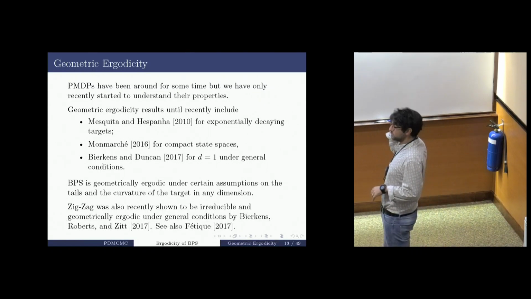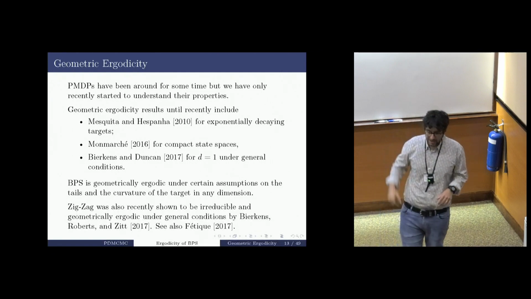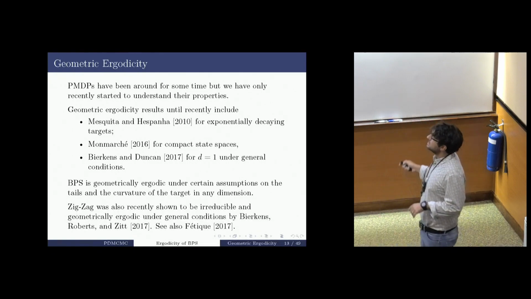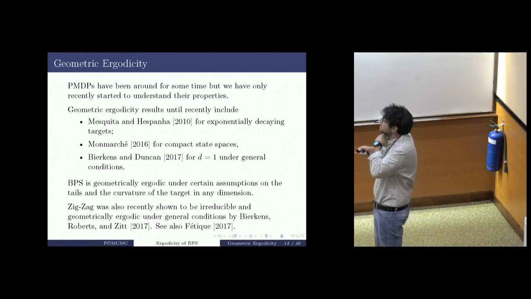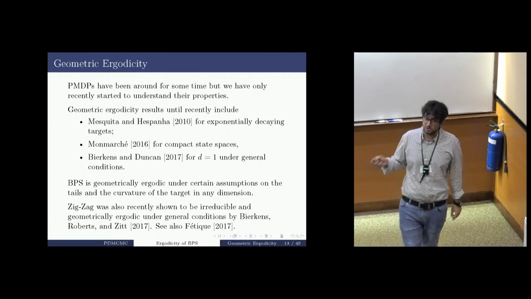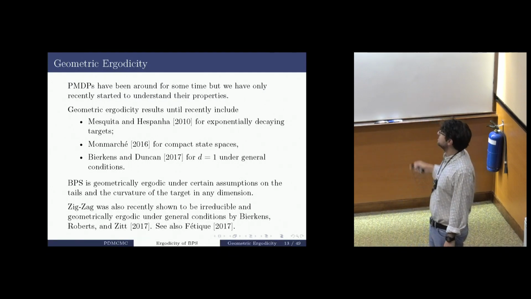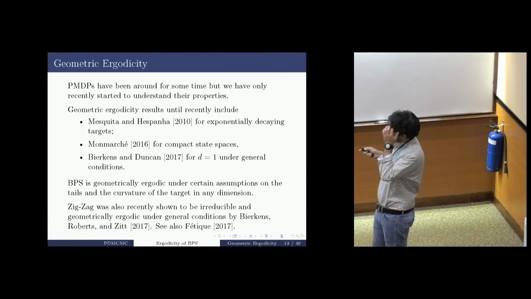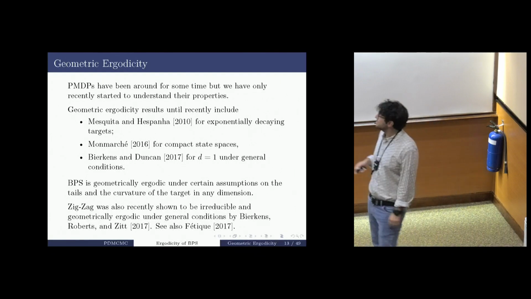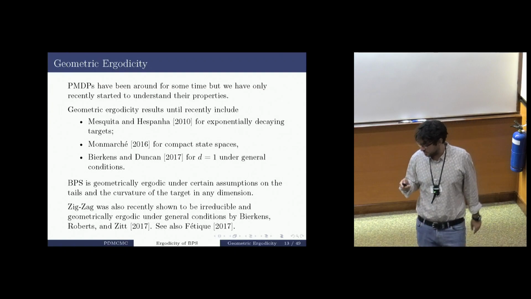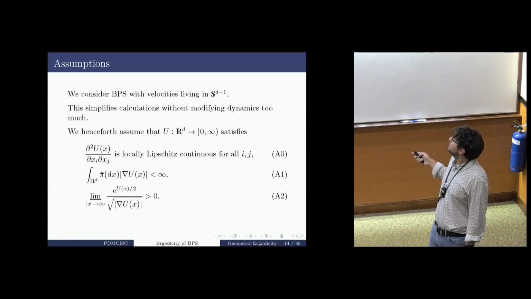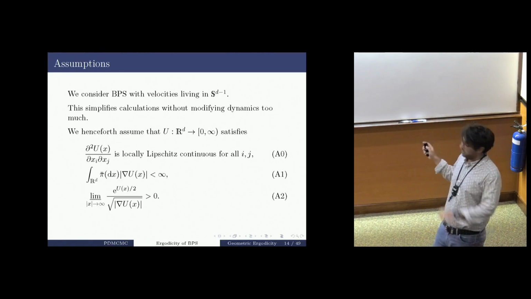I'm going to talk about results we got with Arnaud and Alex maybe a year and a half ago. Since then, zigzag has also been shown to be irreducible and geometrically ergodic under very general conditions by Joris, Gareth, and Pierre-André Zitt. And there's also a paper by Ninon Fétique about a year ago.